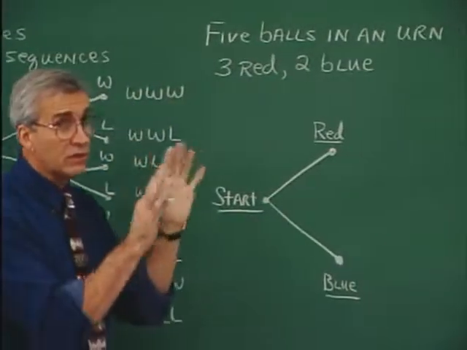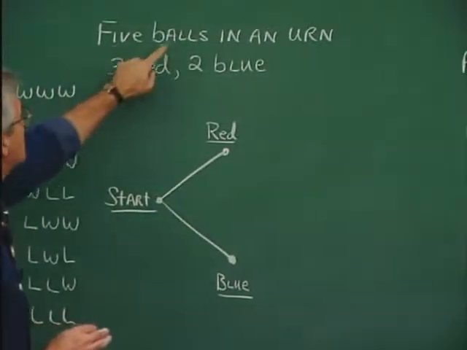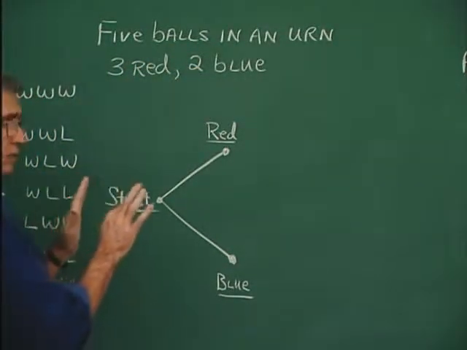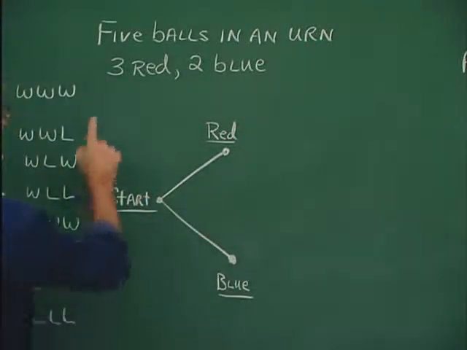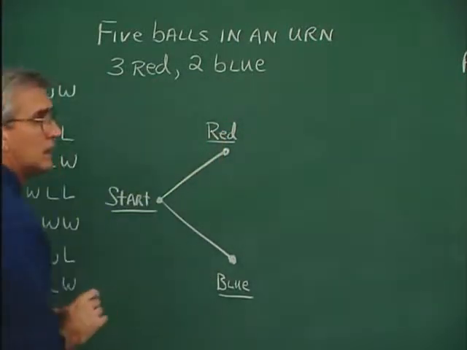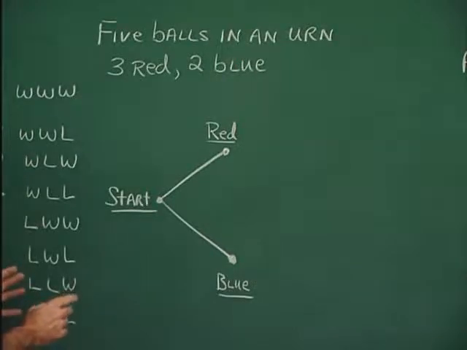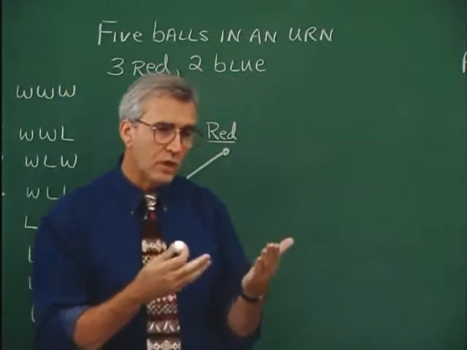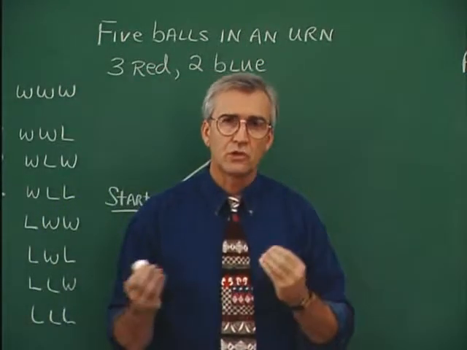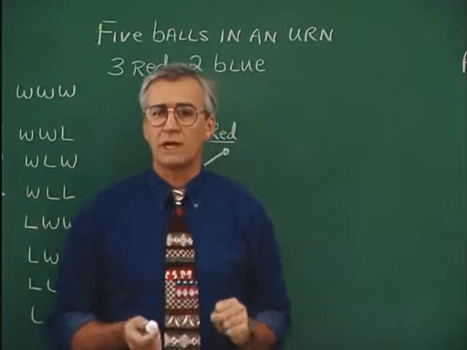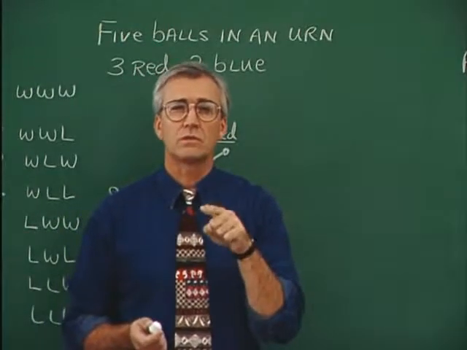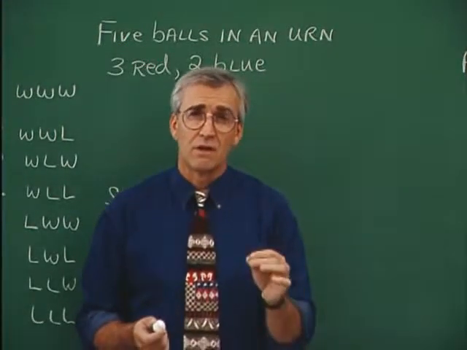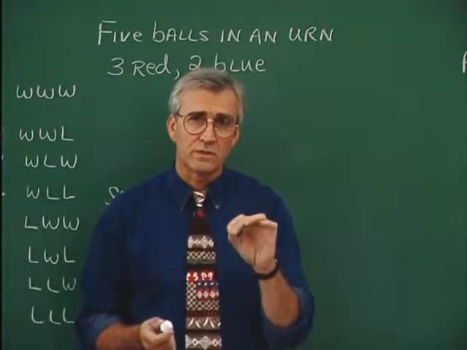Suppose we have, and this is a little bit different than the previous problems. Suppose there are 5 balls in an urn. They're all the same size, but there are different colored balls involved. 3 of them are red, 2 of them are blue. Now we want to write the possible sequences when we draw 2 balls, and we're not going to replace the first one, without replacement.